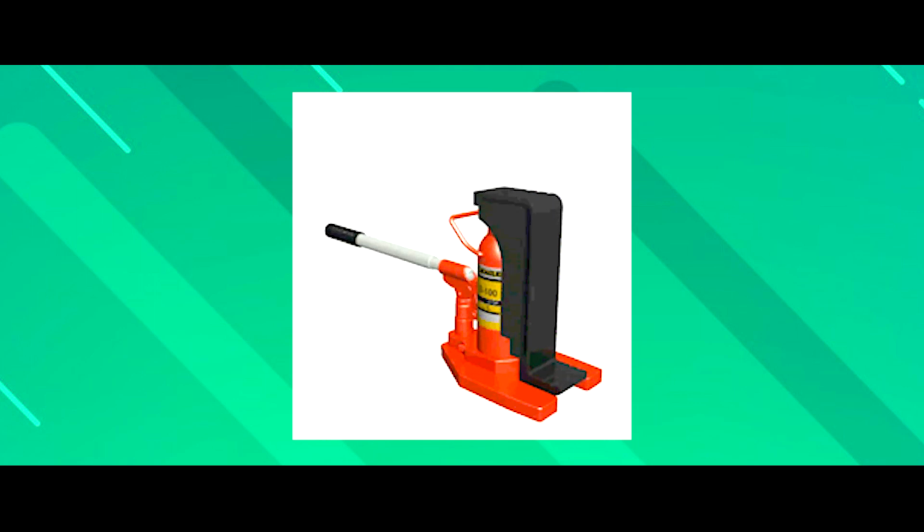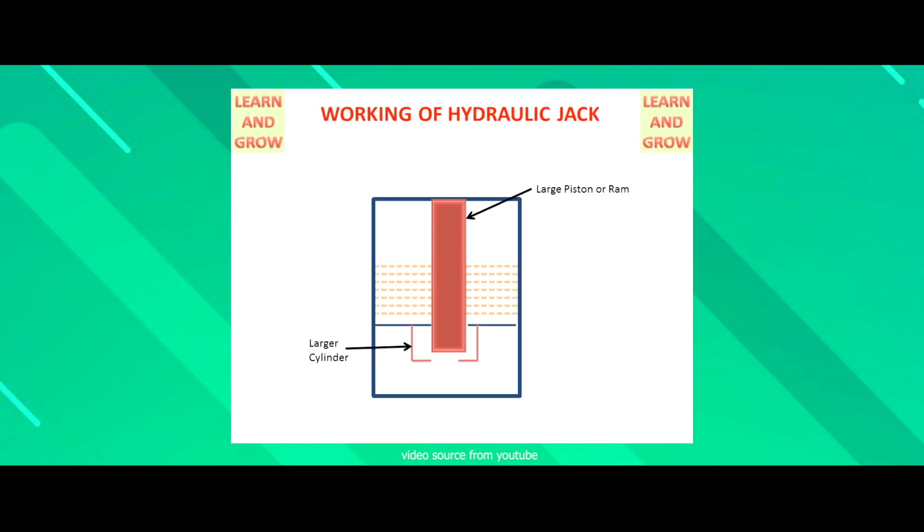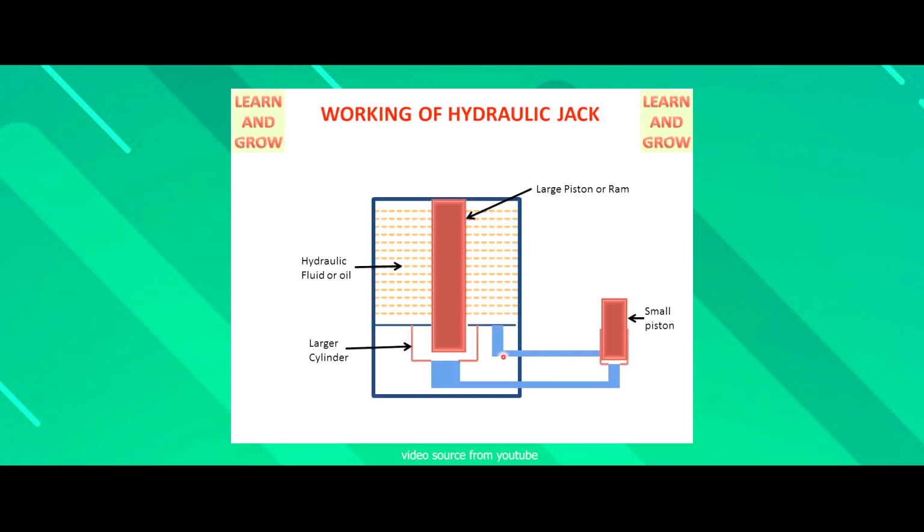Now let us watch a short video. In this short video, you will see a hydraulic jack. In this video, we will learn about the working of a hydraulic jack. We have a hydraulic jack chamber in which a large cylinder is placed, and the ram or large piston, and hydraulic fluid is filled in this chamber. There is a small piston in the small cylinder. The larger cylinder is connected to the smaller cylinder with the help of a pipe. And the hydraulic fluid oil is also connected to the small cylinder with the help of a pipe.